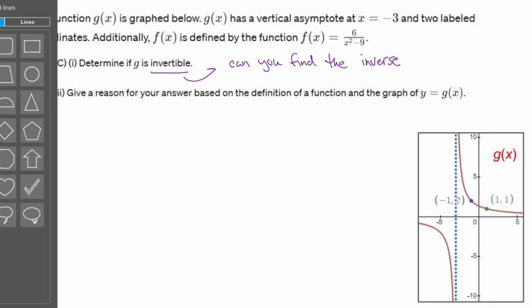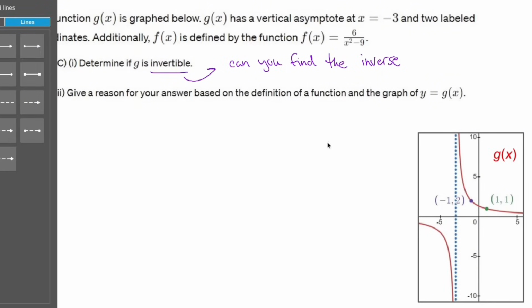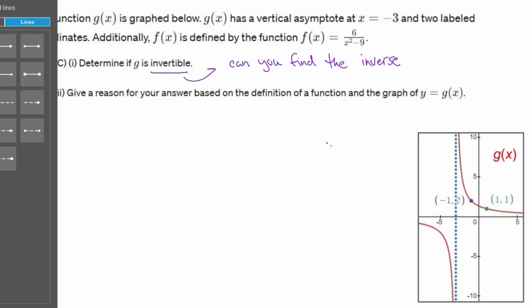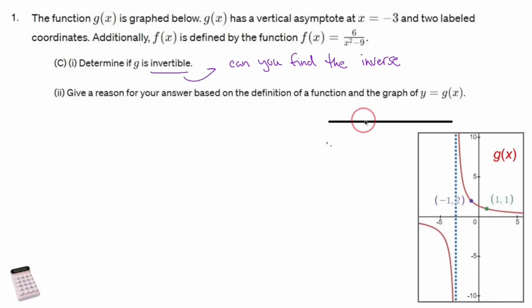The inverse exists if you can pass what's called the horizontal line test. The horizontal line test says if I were to take a line, and let's put a line there. Can I take a horizontal line and pass it through the red graph and have it hit more than once? No. Here, I have a horizontal asymptote, which means it doesn't pass the red line more than once. So the quick answer to this, is g invertible?